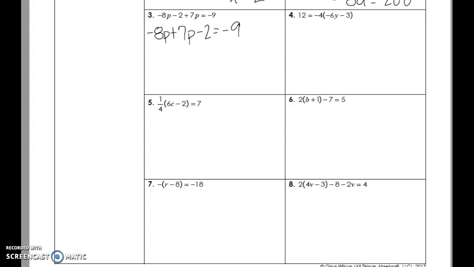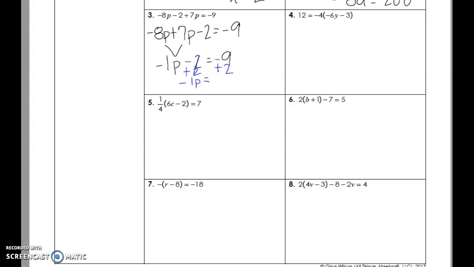Combine like terms, negative 8p plus 7p. My signs are different, so I subtract. 8 minus 7 is 1. So that is negative 1 times p minus 2 equals negative 9. The opposite of subtracting 2 is to add 2 to both sides of our equation. So now we have negative 1 times p equals negative 9 plus 2.